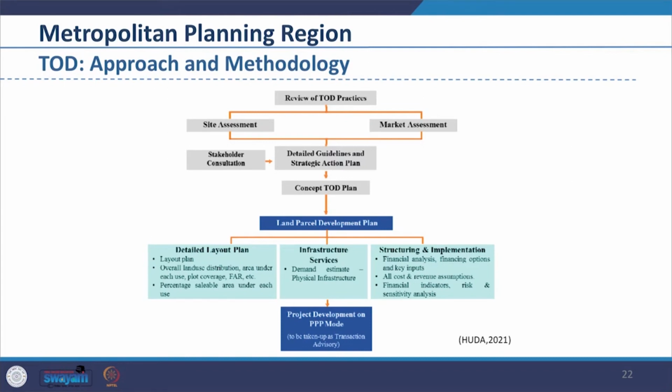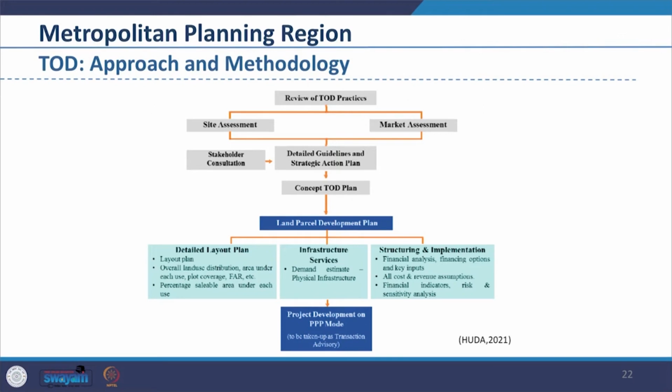Further, we see here that the first step was to review the TOD practices. Further, we see they did the site assessment, as well as at the same time they dealt with market assessment. Based on this, they worked out the detailed guidelines and strategic action plan. In this, while working out the detailed guidelines and strategic action plan, stakeholder consultation was taken into consideration.